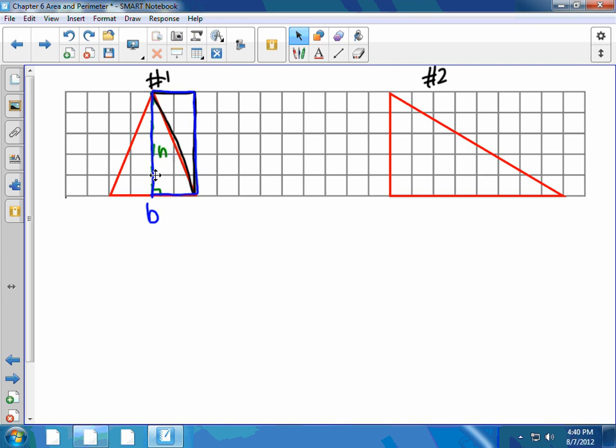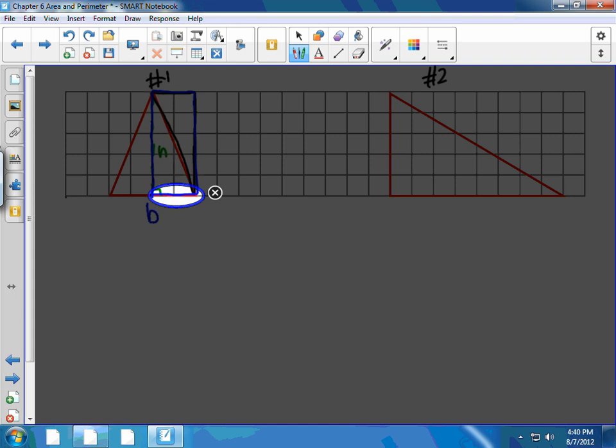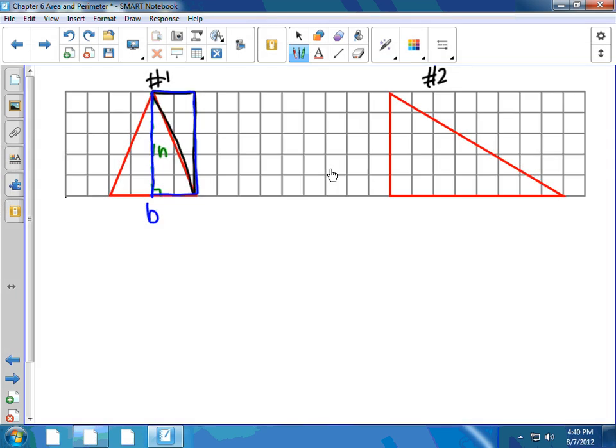And that rectangle, what's the base of that rectangle? Well, the base of that rectangle is half the base of the triangle. So area equals half the base times the height. And you can count the squares. You can see that in the original triangle, the base was 4. And in the rectangle, the base is 2. So 4 divided by 2, or 4 times a half, is 2.